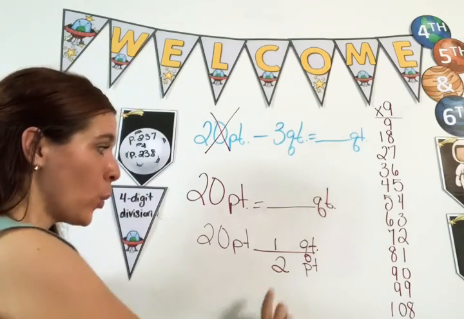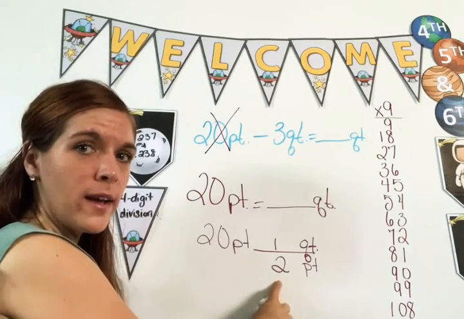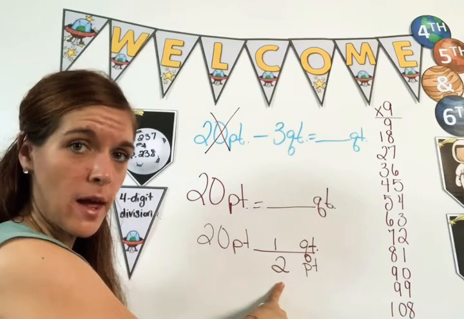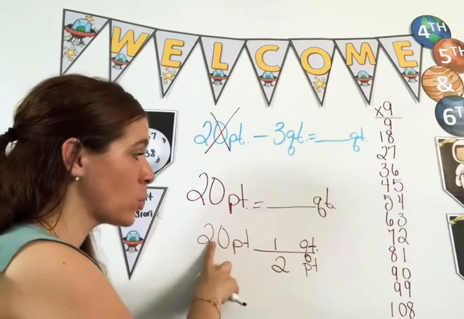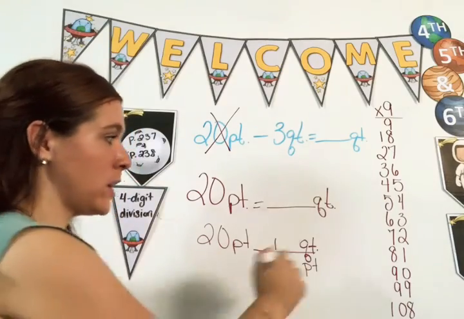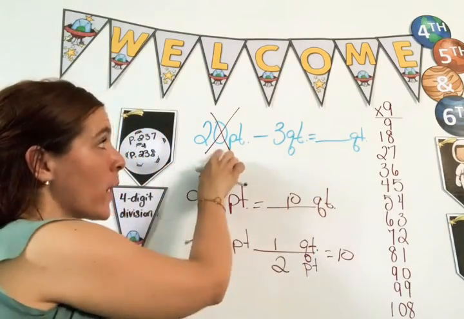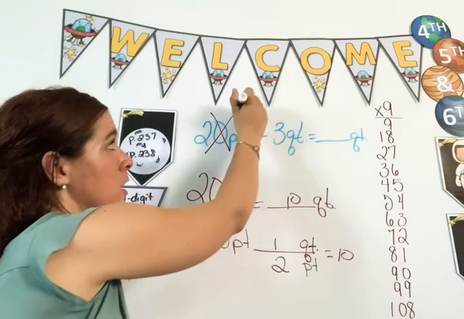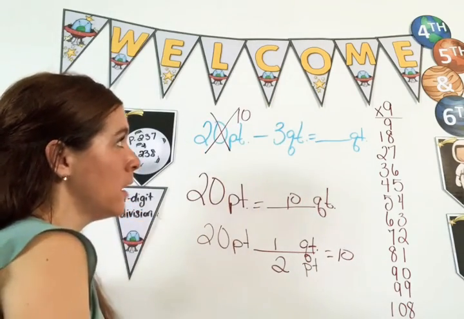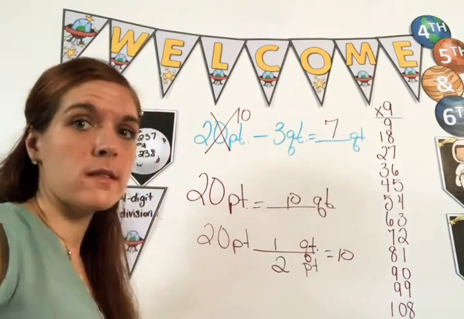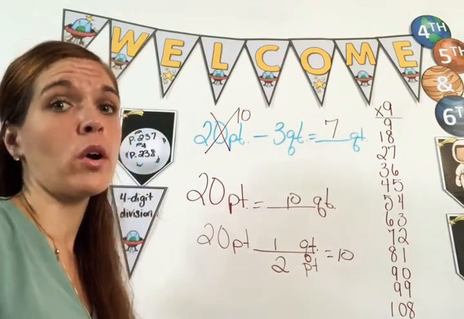Well, guys, when the 2, the number that is not a 1, is on the bottom, do you divide or do you multiply? You divide. What is 20 divided by 2? 20 divided by 2 is 10. So your answer is 10. So where we cross it out, you're going to put a 10, okay? 10 quarts minus 3 quarts is what? 7 quarts. And there is your answer.